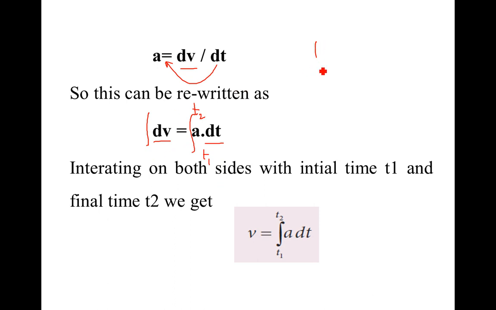Integration of dx is, as we have discussed in the formulas, x. So instead of dx, they have given us dv. So integral dv is nothing but v. So the velocity v is equal to the integral, with lower and upper limits t1 to t2, of a into dt. So if you have acceleration, you can find the velocity by doing the integration of the acceleration like this.